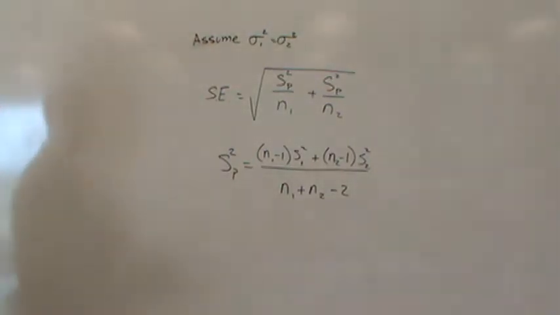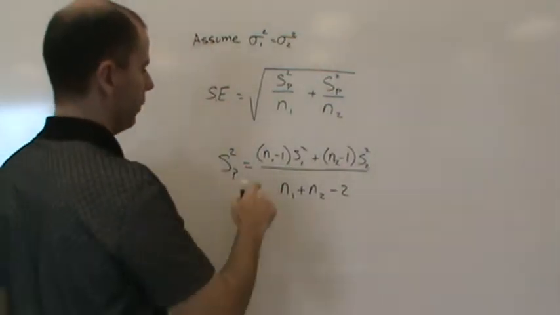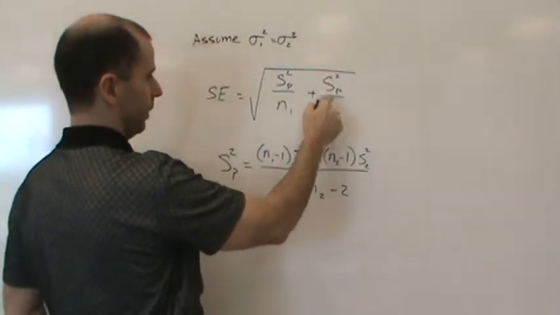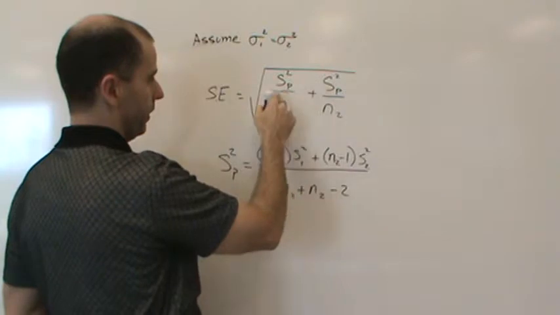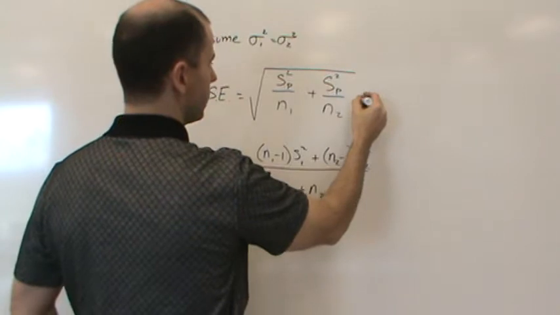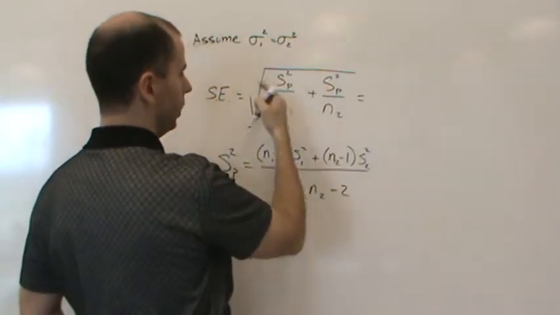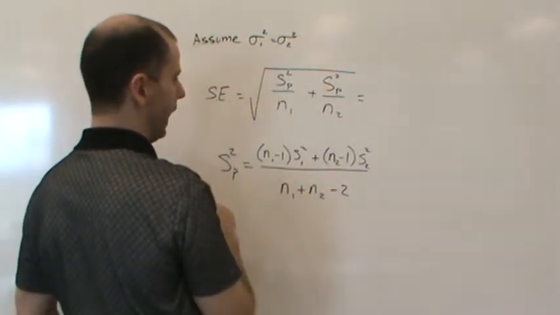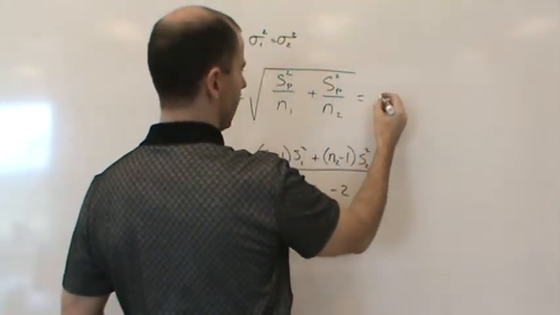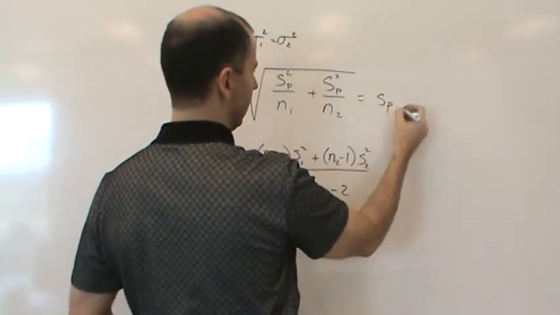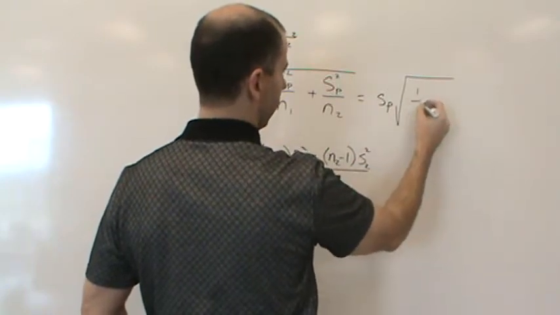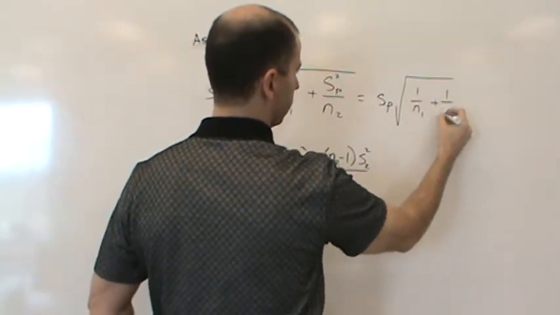Okay? So the population variances are equal. So now if we're going to use this as our pooled variance, and we're going to replace both of the sample variances with S sub P squared, now we can simplify this even further, and we can pull the S sub P squared out of the radical and then take the square root of it and simplify it. So this becomes S sub P times the square root of 1 over N1 plus 1 over N2.